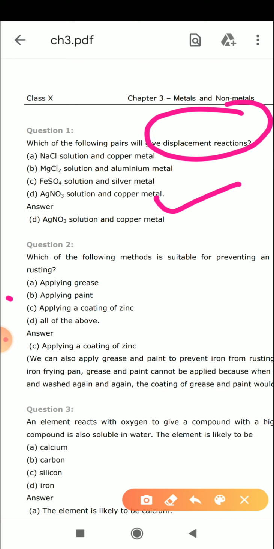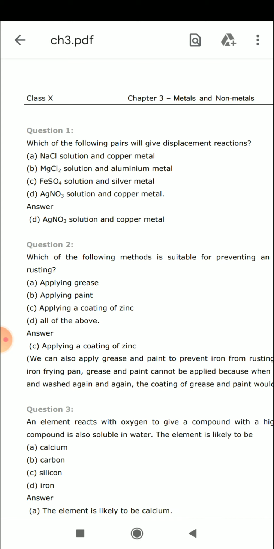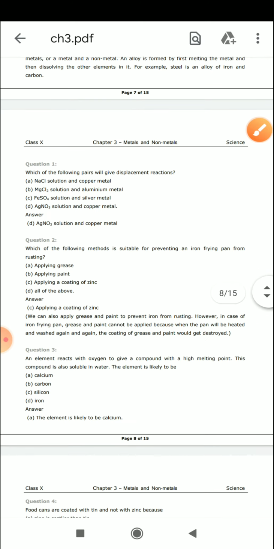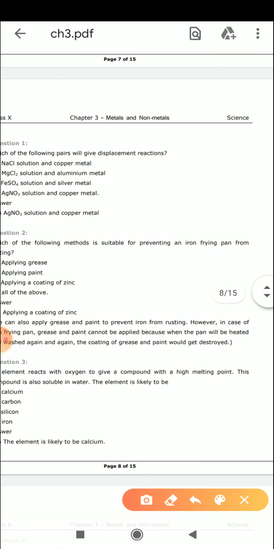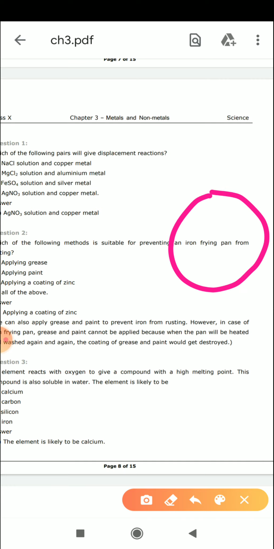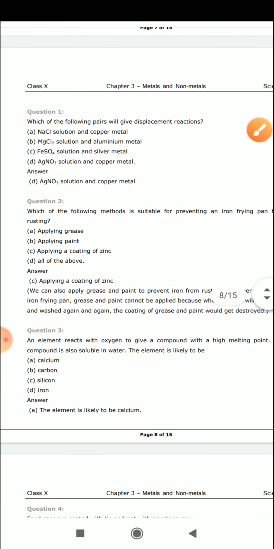Come to the second question. Which of the following methods is suitable for preventing rusting? We can apply grease, apply paint, or apply a coating of zinc. Everything is right, but if you see the question very minutely, it says which method is suitable for preventing rusting of an iron frying pan. When we are talking about a frying pan, applying grease is not possible, and applying paint is not possible. Only one thing is possible, a coating with zinc. That is the only way which is useful in the case of a frying pan.